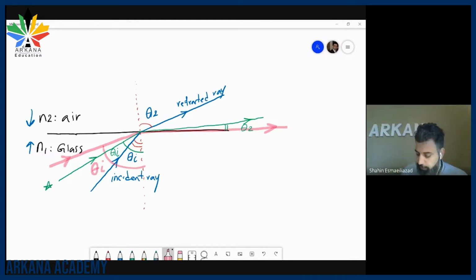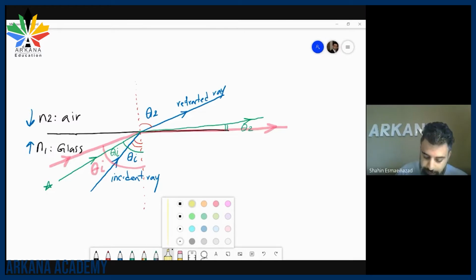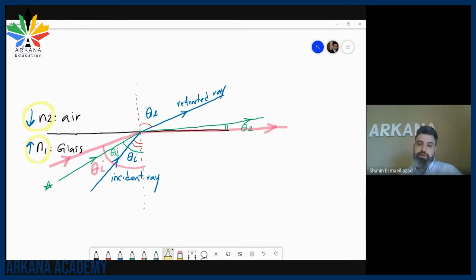And this only happens when you're going from higher index. That's the key point. It only happens if you go from higher index to a lower index. It does not happen if you go the other way. If you go from lower to higher, you will never face this situation because your angle of refraction gets smaller. In this case, it gets bigger and bigger, and it gets to a point that your angle of theta I becomes that angle that doesn't actually allow the ray or the light to escape.